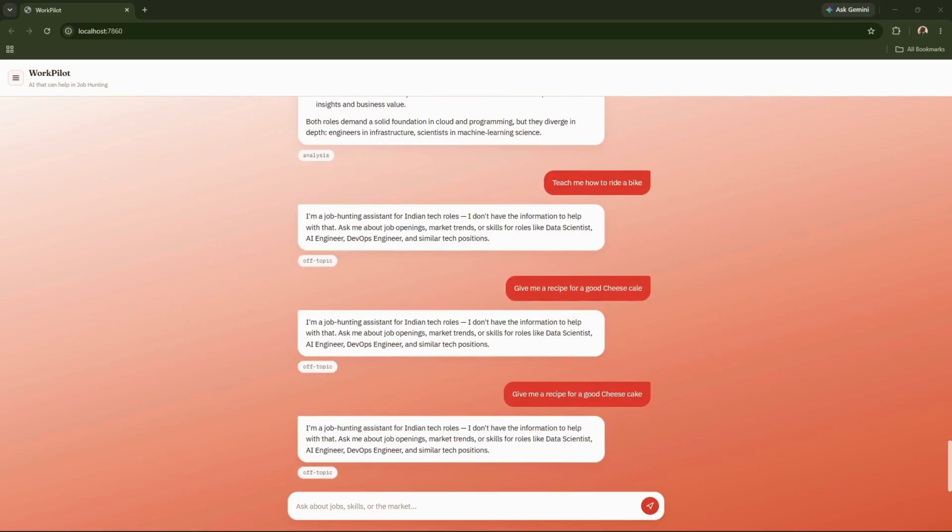Now let us talk about the tech stack. Under the hood, it's a LangGraph agent, with query analysis, routing, retrieval, and generation as separate nodes, with a guardrail that blocks off-topic questions before they even reach the LLM itself.